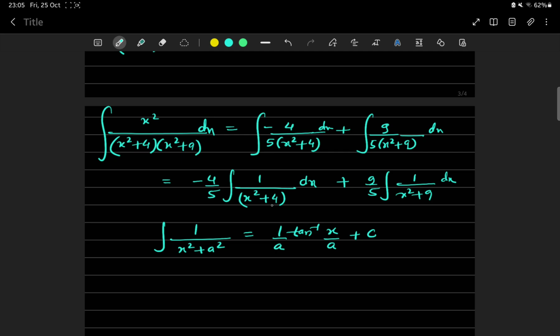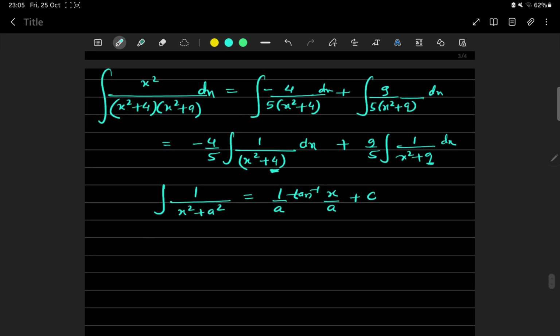So what will be a here? Now 4 can be written as 2 square, so the value of a will be 2 here, and 9 can be written as 3 square, so the value of a will be 3 in this case. So you apply the concept here. Then this will become minus 4 by 5 times 1 by a, meaning 1 by 2, tan inverse x by 2, plus 9 by 5 times 1 by 3 tan inverse x by 3, and plus c is the constant.